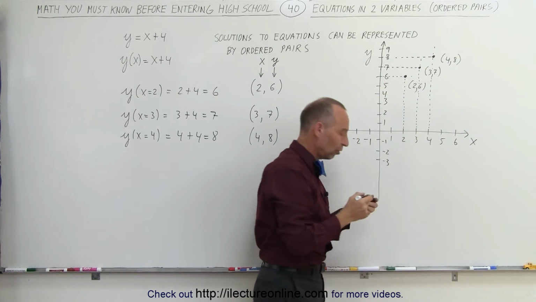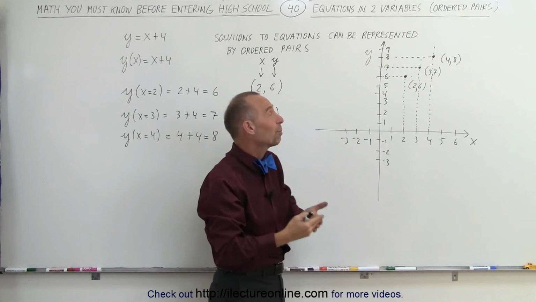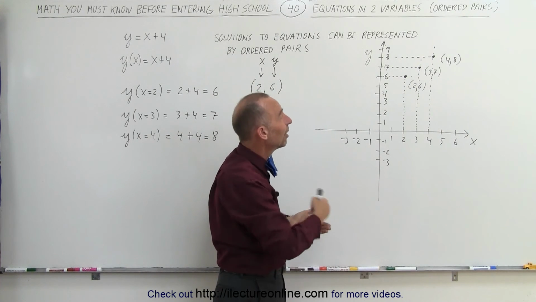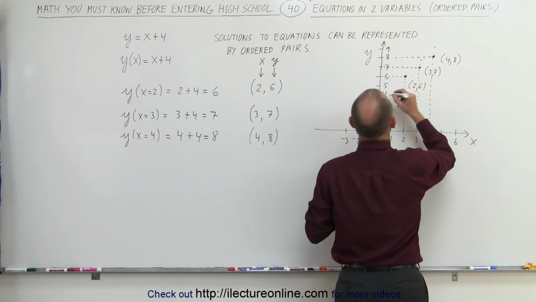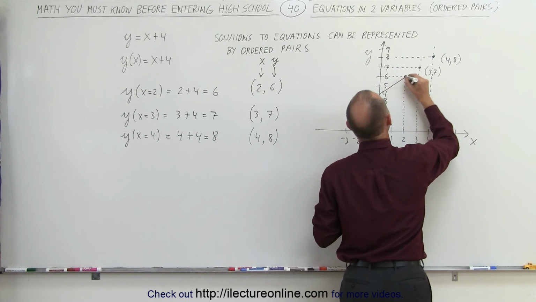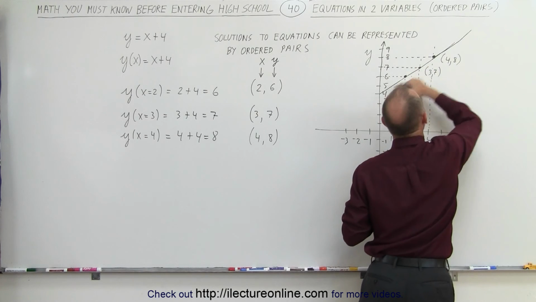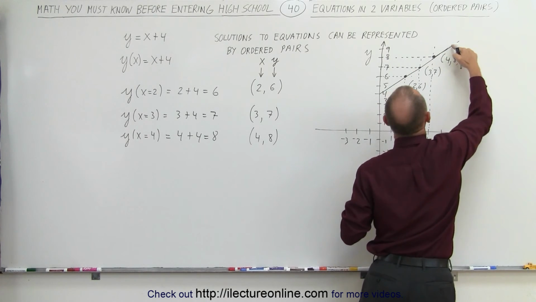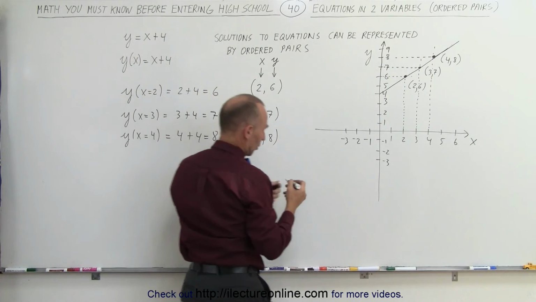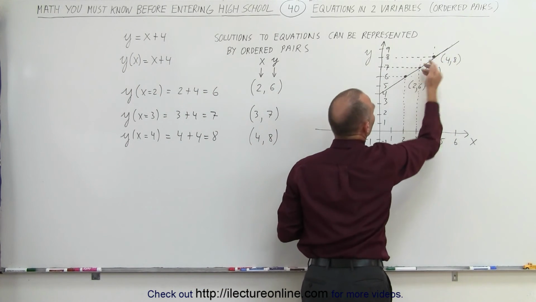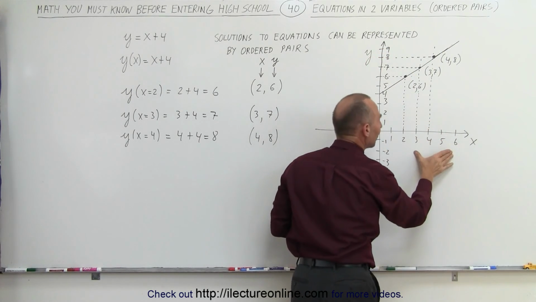So you can see that those points with the ordered pairs 2, 6, 3, 7, and 4, 8, all lie on a straight line. We can actually connect those like this. And notice now, I'm a little bit off here, but notice now that this line represents a solution to this equation, y equals x plus 4. A particular value for x will have a particular value for y. The value of y depends upon the particular value for x.